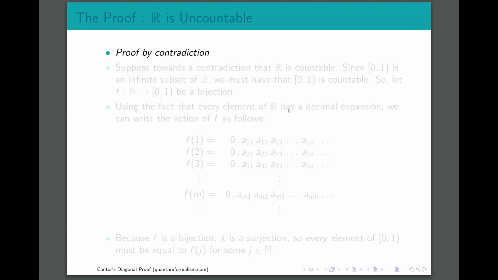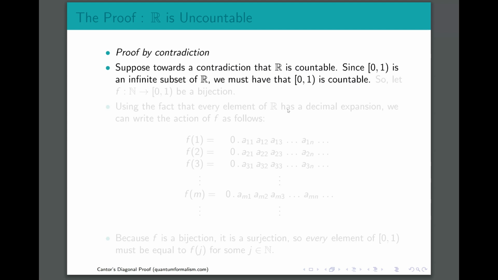The method we're going to use to prove this claim is proof by contradiction. We suppose towards a contradiction that the set of real numbers is countable. We've got an infinite subset [0, 1] of the set of real numbers. And this isn't infinite by width, it's infinite by the number of elements it contains. Because it's an infinite subset of a countable set, we must have that it is countable itself. We can therefore create a bijection f from the set of natural numbers to this interval [0, 1].